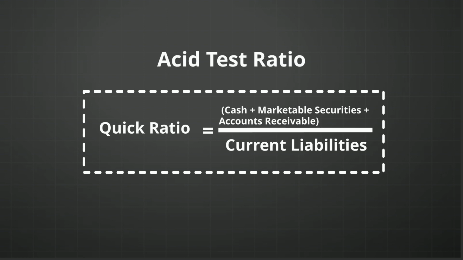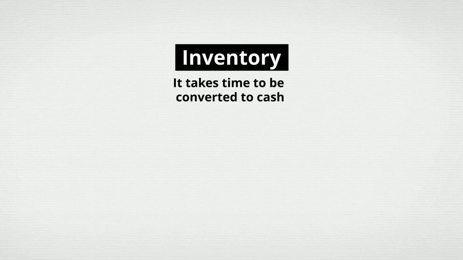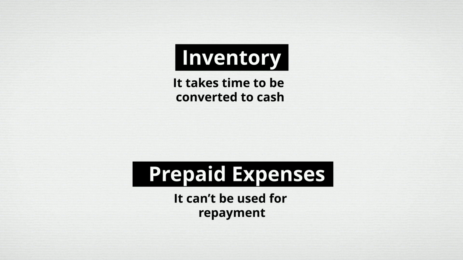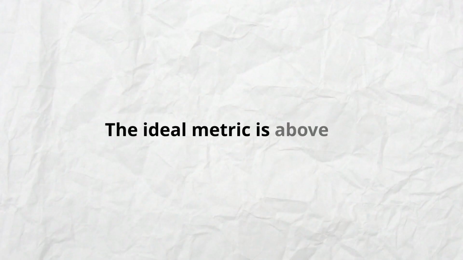Also known as the acid test ratio, it excludes inventory and prepaid expenses. The former takes time to be converted to cash, while the latter can't be used for a payment. For most companies, the ideal metric is above 1.0.